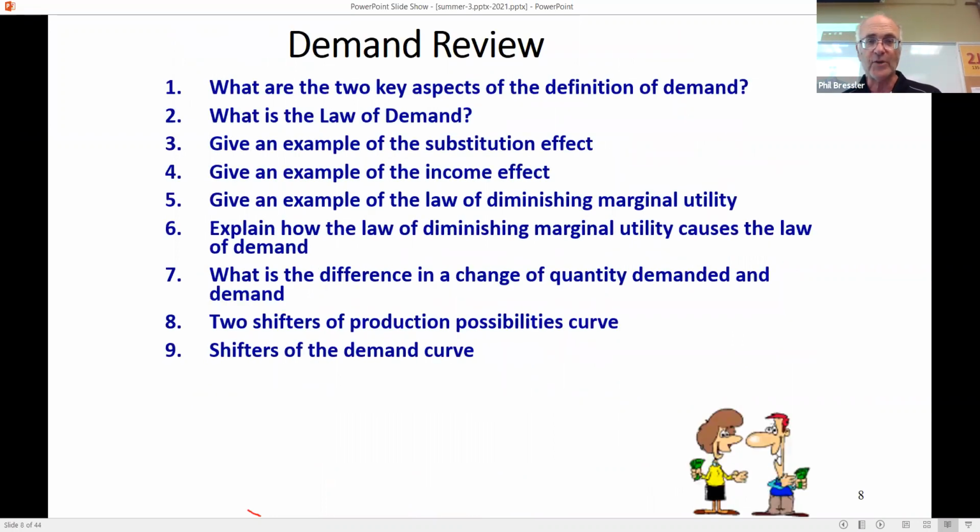All right, 2 shifters of production possibilities. I said before, one would be technology. The second would be change in quantity or quality of resources. And then shifters of the demand curve are 5. Timer. So T, taste and preference. I, income. M, market size. E, expectations. R, related goods. Any questions?